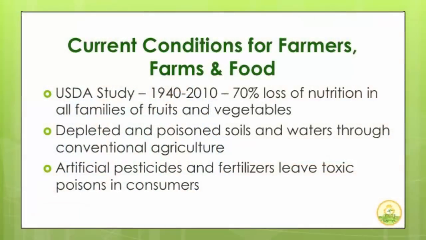How many of you are familiar with this USDA study from 1940 to 2010? Yeah, I see a lot of nodding heads, where they found that in every family of vegetables and fruits, at least 70% of the nutrition was gone between 1940 and 2010. And I think the next study in 2020 isn't going to be any better news. That's what we're facing, this precipitous decline.